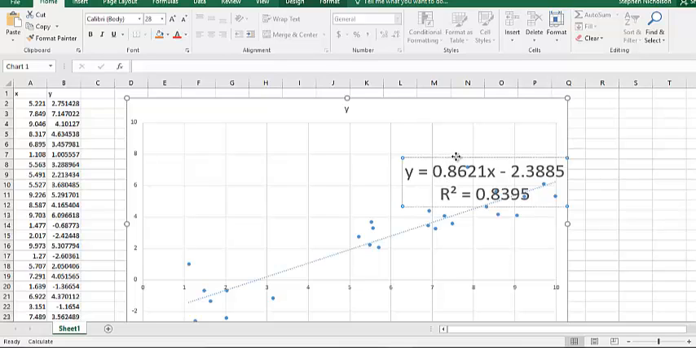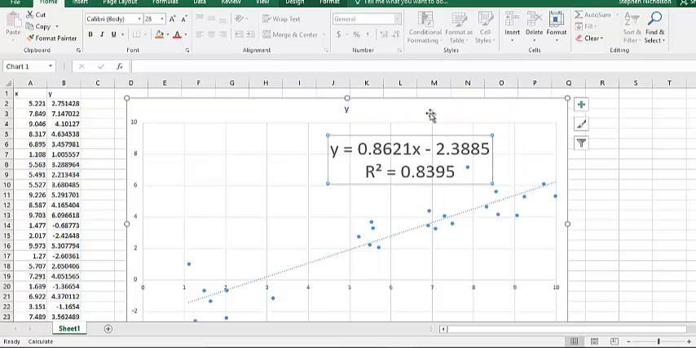This is what I would call my regression equation: y equals 0.8621x minus 2.3885. That's the equation for this straight line. It has a y-intercept of negative 2.38, and the slope is 0.8621. The regression coefficient is 0.8395. This is where you see there's more scatter to the data, but you still see this general trend that lower values of x give you lower values of y.